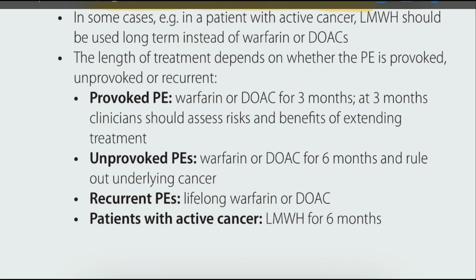First one, provoked pulmonary embolism. We start warfarin or the drug of choice, or a DOAC, for 3 months. In these 3 months, we have to assess the risks and benefits of extending treatment. Unprovoked pulmonary embolism: we can use warfarin or a DOAC for 6 months and rule out underlying cancer. Next, recurrent pulmonary embolism: lifelong warfarin or DOAC. Patients with active cancer have to use low molecular weight heparin for 6 months.